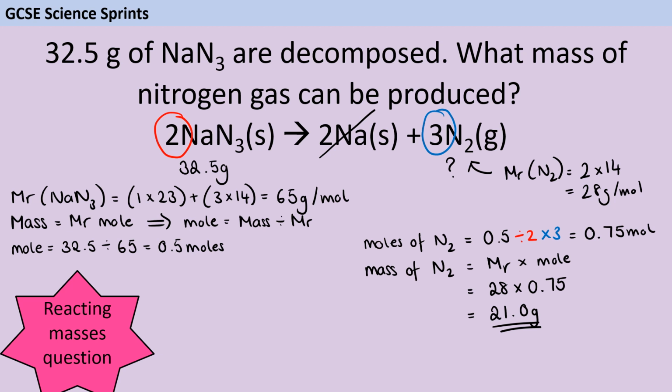And I've listed it as 21.0 because the original mass that I was given was to 3 significant figures. So my mass here should be to 3 significant figures. Now, if AQA want you to do that, they will tell you to do that. They will say, give your answer to 3 significant figures, but it's just a really good habit to get into, particularly if you're going to go on to A-level where they're not going to give you that instruction, that you should always be giving your answer to the same degree of precision as the data in the question.